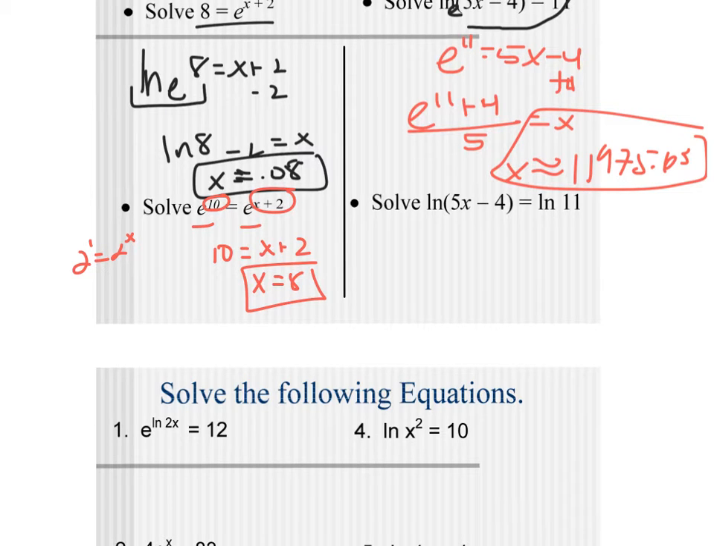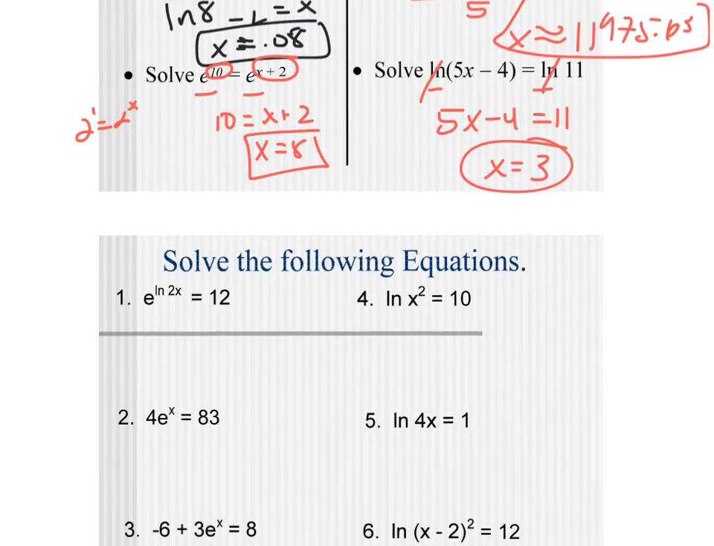Same thing here, you're taking the ln of both sides, so it actually cancels as long as it's condensed first. So 5x minus 4 equals 11. Solve for both sides. That's right. You end up with 3. Good job.